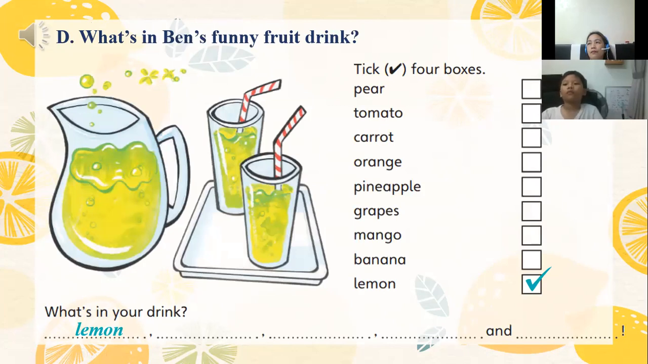What are you doing, Ben? I'm making a nice drink, Grandpa. It's called Funny Lemonade. And what's in your drink? It's got a lemon in it, but I'm putting a banana in it, too. Right. And I'm putting a pear in it now. A pear? Yes. And I'm adding some juice from an orange to it. From an orange? Okay. And now something long and orange. A carrot? That's right. I'm putting a carrot in this drink too. Yuck!